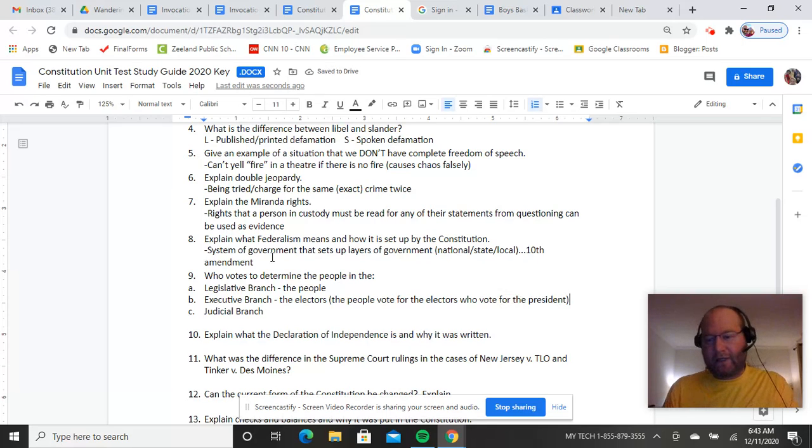So officially, our election is not done yet because the electors have not voted yet. The states have voted to basically tell the electors who to vote for, but the people do not directly elect or vote for the president, the executive branch. The judicial branch, no one votes for them. Judges are appointed by the president.